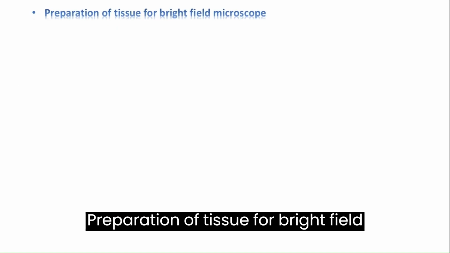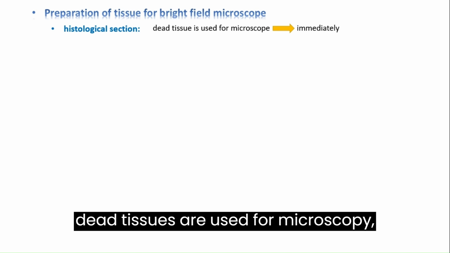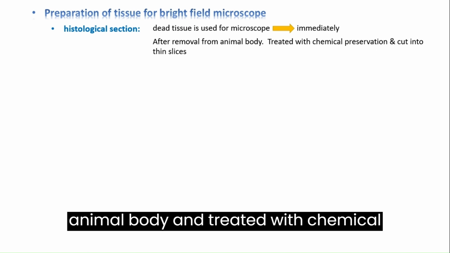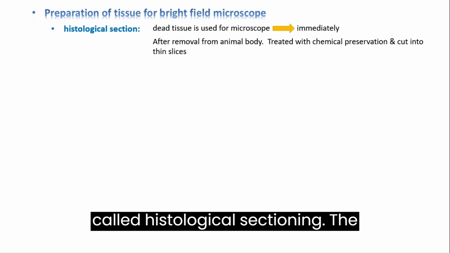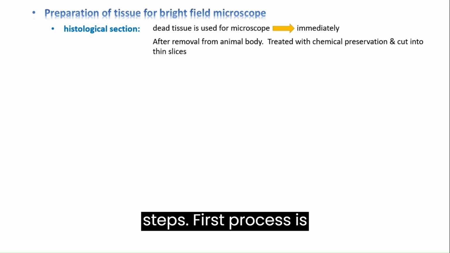Preparation of tissue for bright field microscope. Histological sectioning. Most commonly, dead tissues are used for microscopy, which are removed immediately from the animal body, treated with chemical preservation and cut into thin slices called histological sectioning. The bright field microscope involves 4 main steps.